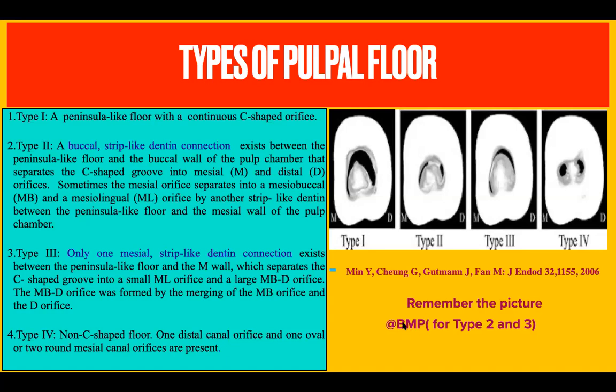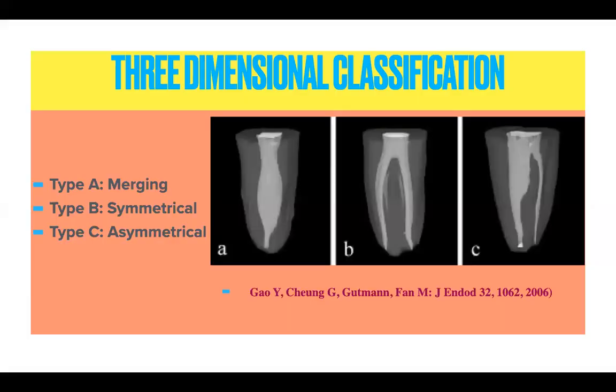So when only a buccal strip-like dentine connection is present, that is type 2. When only a mesial strip-like dentine connection is present, that is type 3, and P relates to the pulpal floor. By that, it will be easy to remember when you solve the MCQ or when you write the paper for short essay type of questions. Now there is another classification, the three-dimensional classification. It is very easy to remember. Type A is merging, type B is symmetrical, and type C is asymmetrical.